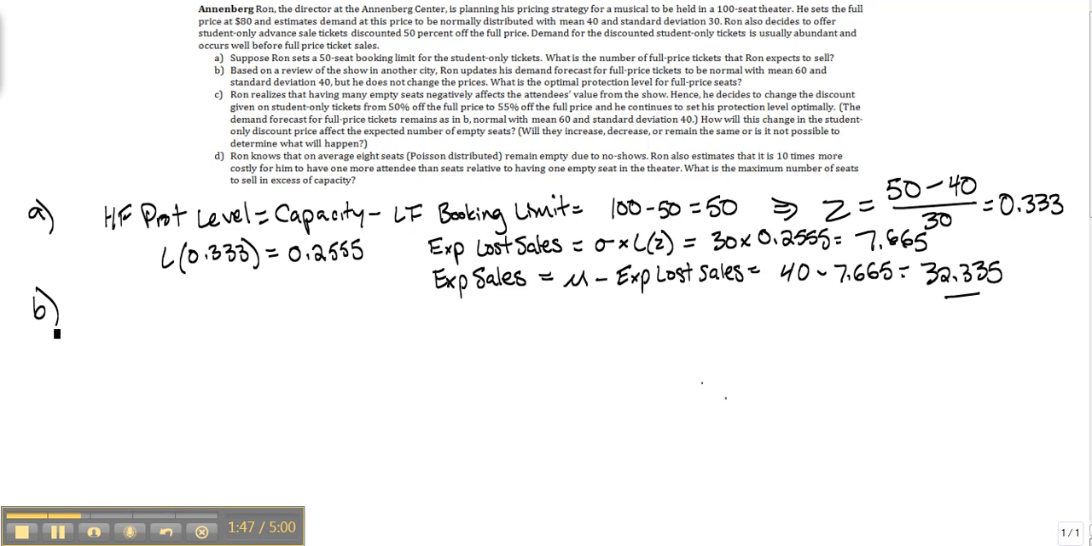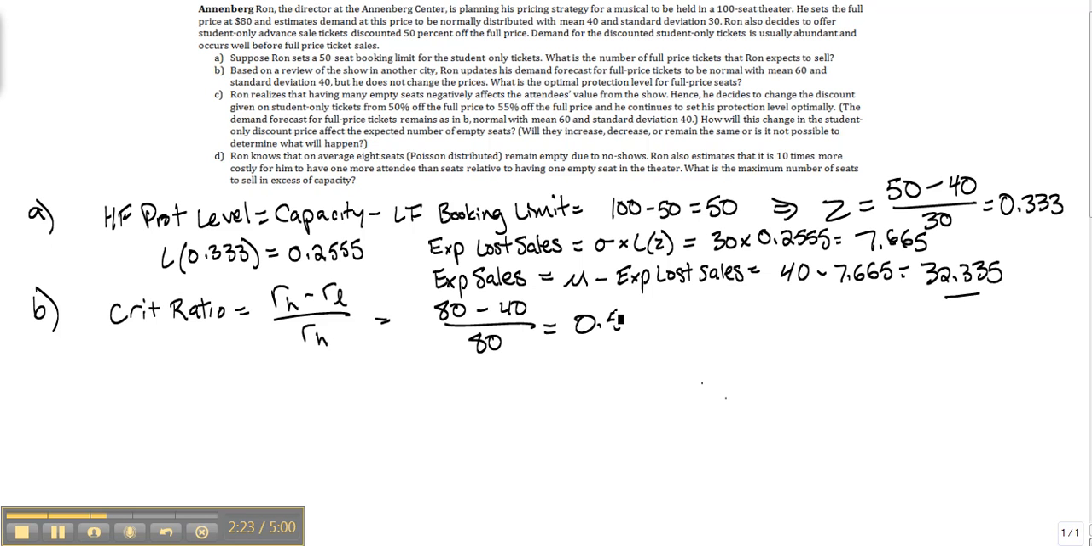For part B, now that we have a new normal function with a mean of 60 and standard deviation of 40, we have to figure out the optimal protection level for full price seats. We're going to start out by solving for the critical ratio, but instead of using this in terms of underage and overage costs, we're going to rewrite it in terms of the price of the high fare minus the price of the low fare, all over the price of the high fare. This is equal to 80 minus 40, which accounts for the 50% discount, all over 80, or 0.5.